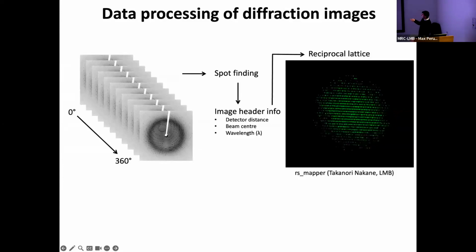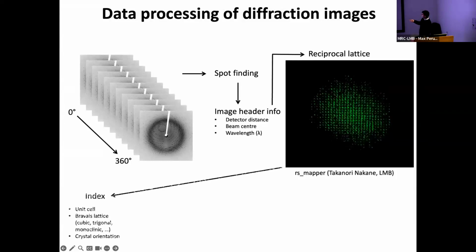Once you have this information, you can start to index them. You can start to say, okay, this one is the 111, the 112, the 113. That's called indexing, so now you can index all your spots. Once you have the reciprocal lattice, you can also calculate the reciprocal unit cell. The reciprocal of the reciprocal lattice is the real unit cell. Then you can also know which Bravais lattice it is, and you can find how the crystal is oriented in the beam.